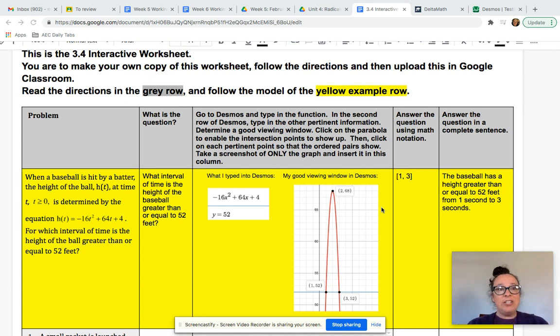Hey guys, today is section 3.4, and there's really not any note cards or notes for today because we've already done this, but it's important enough that we need to do it again.